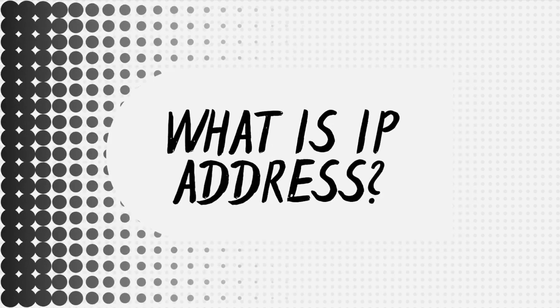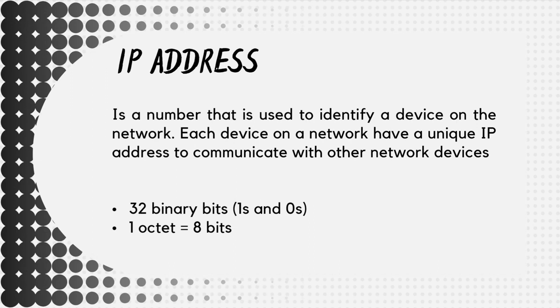So after knowing how to use the IPconfig command, then what is the IP address? An IP address is a number that is used to identify a device on a network. Each device on a network must have a unique IP address to communicate with each other. An IP address consists of a series of 32 binary bits, 1 and 0. It is very difficult for humans to read a binary IP address. For this reason, the 32 bits are grouped into 4 bytes called octets.